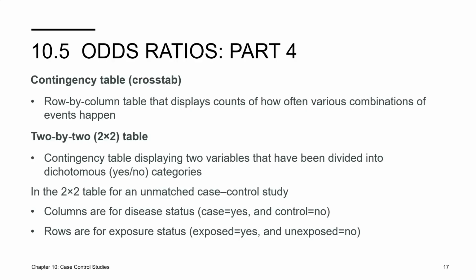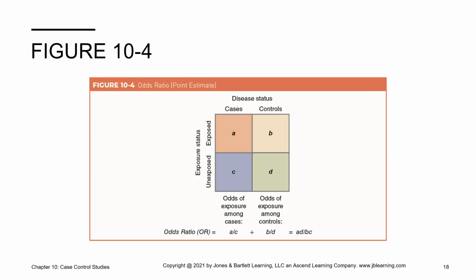So odds ratios really are represented well in a 2x2 contingency table. This is a table that's similar to that very first diagram in this chapter. It's a row by column table that displays counts of how often various combinations of events happen, and these are usually divided into yes/no categories. So in an unmatched case control study, the columns usually are the disease status, so yes case, no control, and the rows are the exposure status, so exposed yes, unexposed no. And so it usually looks something like this, and we have our A, B, C, and D like we had before.